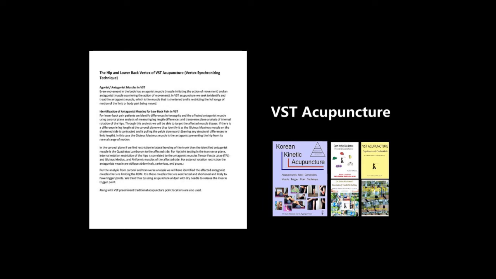every movement in the body has an agonist muscle, a muscle initiating the action of movement, and an antagonist muscle, a muscle countering the action of the movement. In VST acupuncture, we seek to identify and treat the antagonist muscle, which is the muscle that is shortened and restricting full range of motion of the limb or body part being moved. Identification of the antagonist muscle for low back pain in VST.